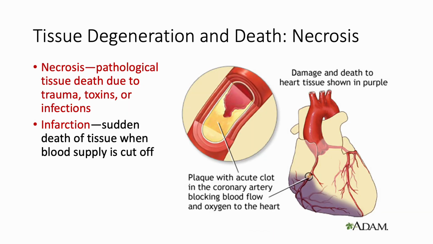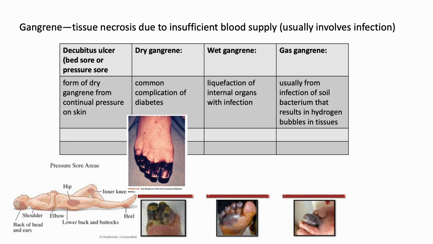We also have necrosis, pathological tissue death due to trauma, toxins, or infection. And we have infarction, which is sudden death of tissue when blood supply is cut off. Alright, please know these 2 terms. Gangrene is tissue necrosis due to insufficient blood supply, which usually involves infections. We have, for example, dry gangrene, a common complication of diabetes. Wet gangrene, which is liquefaction of internal organs with an infection.